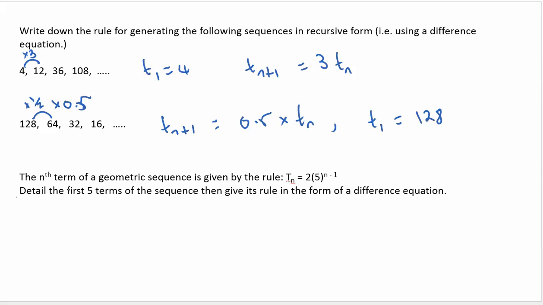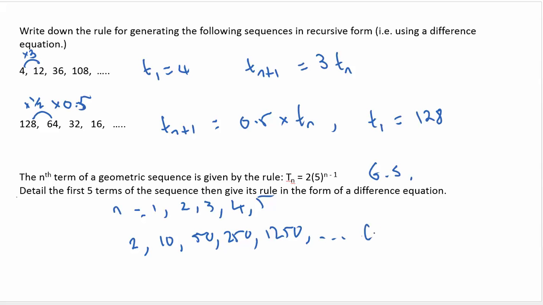Now, the next problem, we're asked to go from the geometric sequence formation into a difference equation. Well, let's write out the first 5 terms. Now, that's when n is equal to 1, 2, 3, 4, 5. So that commences with 2 and then moves to 10, 50, 250, 1250, etc. Common ratio is equal to 5.